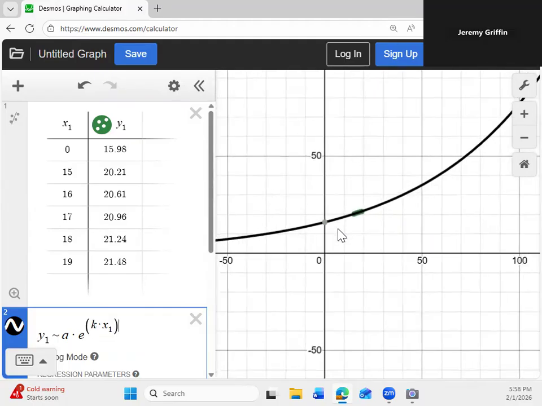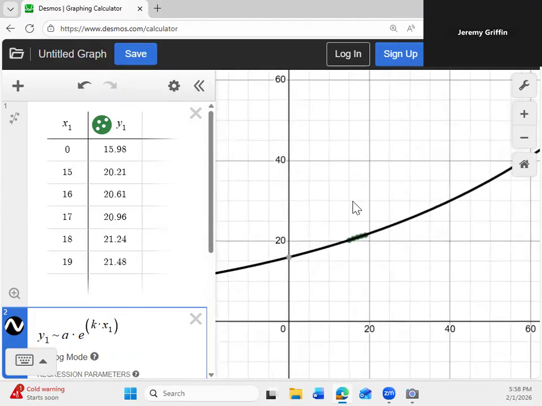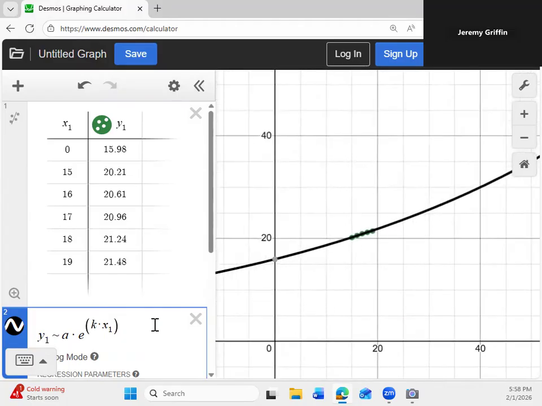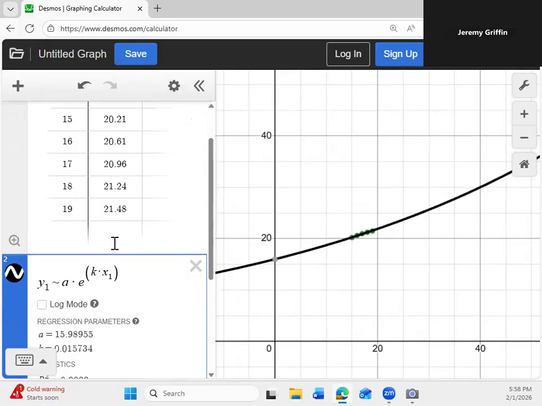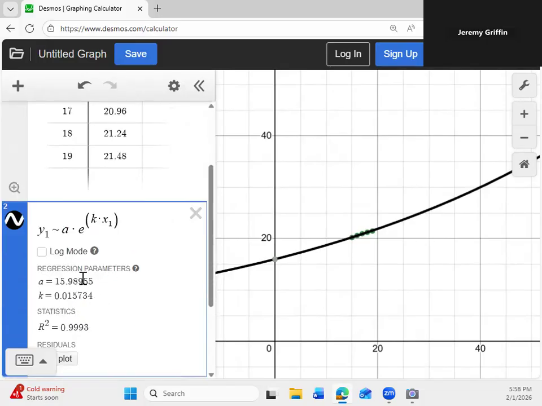Exponential growth curve for the population of Florida. It's about like that. Right down here, it'll tell us exactly what A and K are. A should represent the initial population, or very, very close. The textbook value is 15.98 exactly, and it's pretty close to that. So let's go with that.